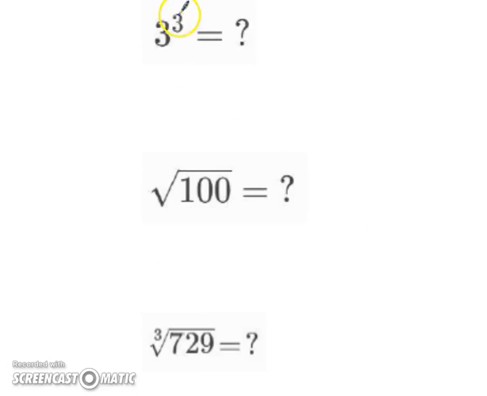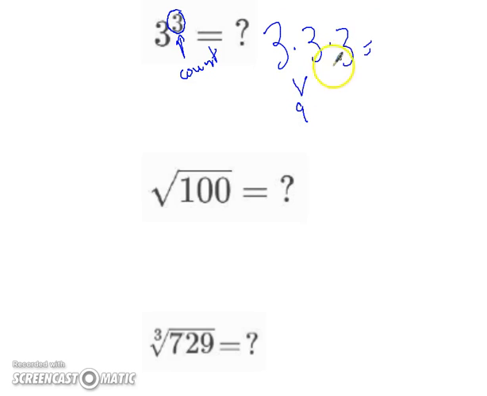All right, so I've got some more just regular old numbers. So 3 to the 3rd, this is a count of how many 3's there are. There are 3 of them. 3 times 3 times 3. And then these pair off to make 9, and 9 times 3 is 27.